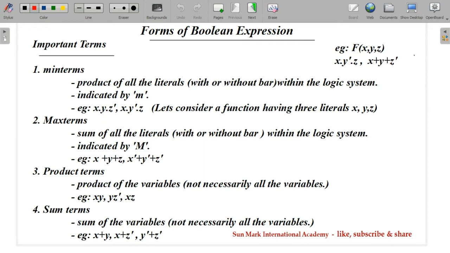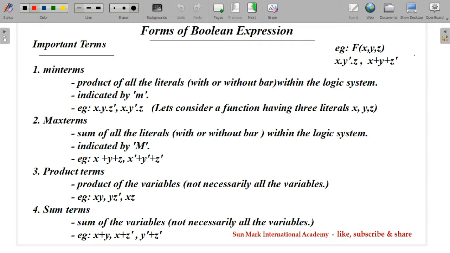The second one is max terms: the sum of all the literals with or without bar within the logic system. It's indicated by capital M. So here it is the sum of all the literals. As an example, x plus y plus z is one max term. Another max term, x dash plus y dash plus z dash. So now you understand min term and max term. Min term means the product of all the literals, indicated by small letter m. Max term means the sum of all the literals, indicated by capital M.